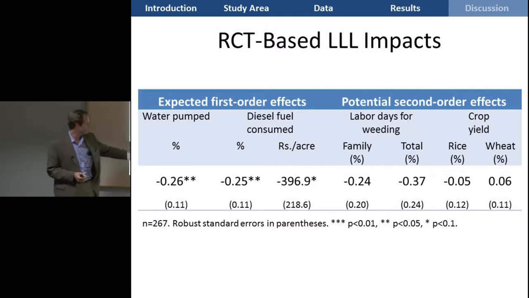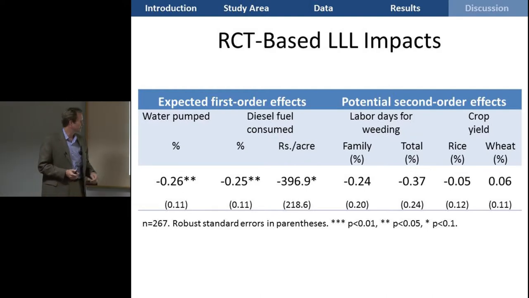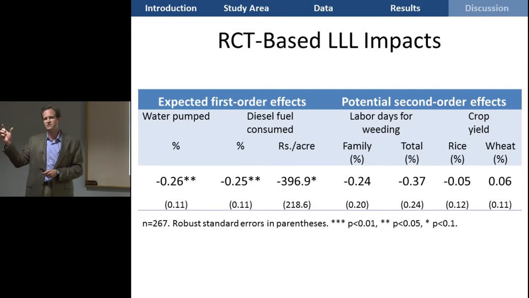And the rupee value here is about 400 rupees per acre. That's the value of the reduction on the diesel side, because they don't pay for water, right? They pay to pump it, but they don't pay for the water itself. If you think of 400 rupees per acre, it takes about 3 or 4 hours to level an acre. So the value of one year of diesel fuel savings offsets about a quarter of the cost, about 100 rupees towards the cost of the service, right?